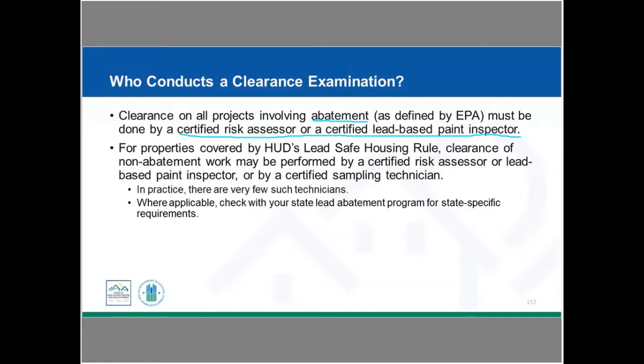And then for projects that are covered by the lead safe housing rule and where we're talking of non-abatement work, the clearance testing can be done by a certified risk assessor or a lead-based paint inspector, or if we had a certified sampling technician in the area. For the most part, we're not familiar with there being very many certified sampling technicians out there. As Chris mentioned in her section, we have a number of states that have more stringent requirements, and so you always need to make sure as a program that you also are checking to see what the state program requirements are, and if they are more stringent than the HUD lead safe housing rule, then you would need to follow the more stringent of those two rules.